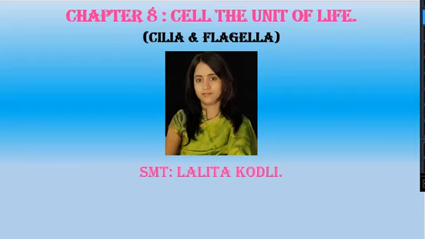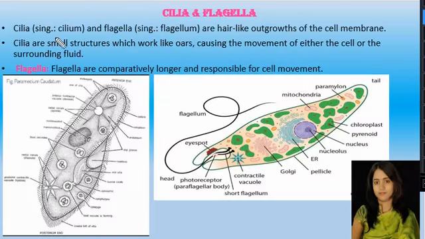In this video let us continue with the 8th chapter, that is cell, the unit of life. In this video let us discuss about cilia and flagella. Cilia is a plural; in singular it is cilium, whereas flagella is a plural and the singular is flagellum. The word cilia is derived from Latin, which means eyelash, whereas flagella is also derived from Latin and it means whip-like structure.